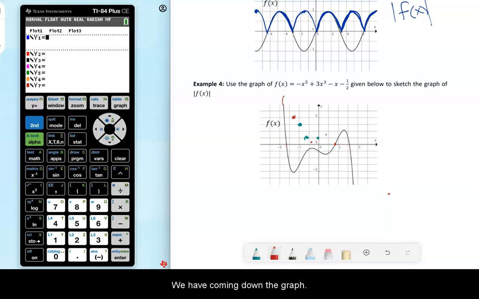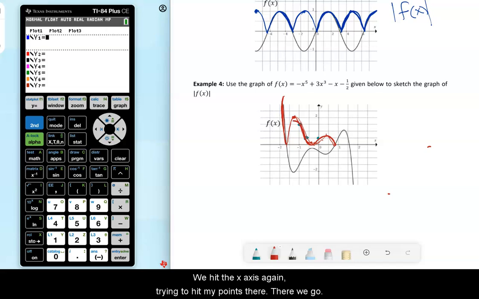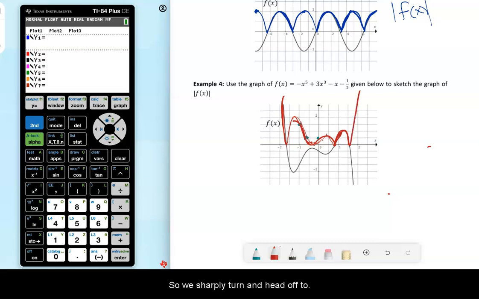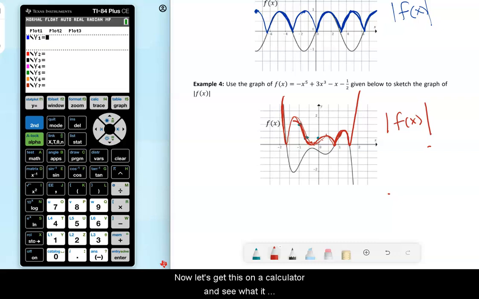Let's graph. Coming down the graph, it's above the x-axis, so it stays there. It hits the x-axis and it sharply turns. It goes through these points we have marked. We hit the x-axis again. Trying to hit my points there. There we go, finally. We hit the x-axis again, and then we trace along the positive portion of the graph. We hit the x-axis, so we sharply turn and head off to what is now the absolute value of f of x. Now let's get this on our calculator and see what it looks like.